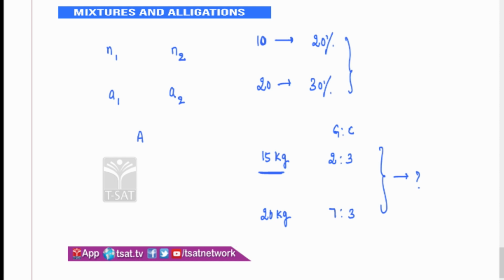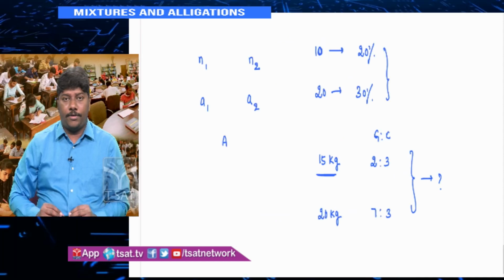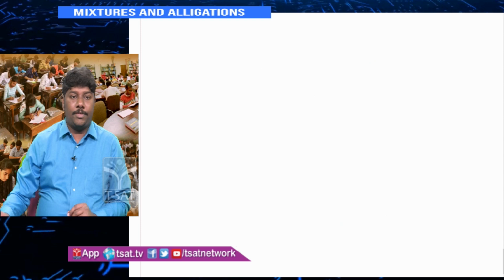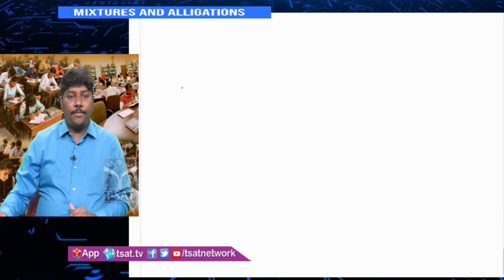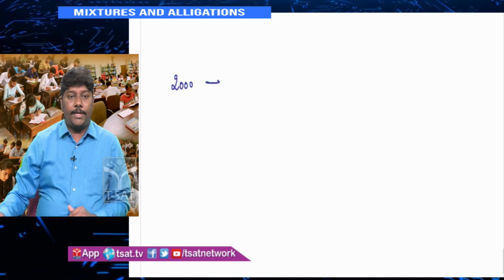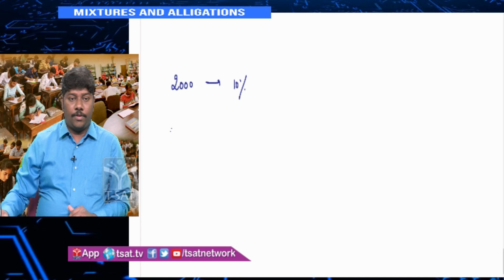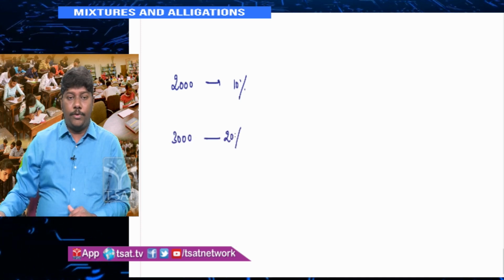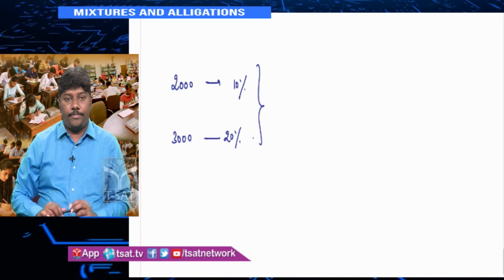So it can also be asked, sometimes I would say profit, sometimes I would say interest. The same question can also be asked. I am giving 2000 rupees at 10% simple interest, and 3000 rupees to another person at 20% simple interest. Put together, how much percentage will I get for 5000?